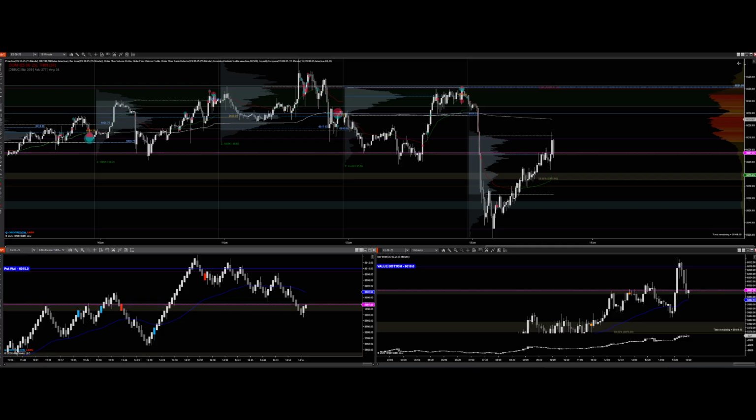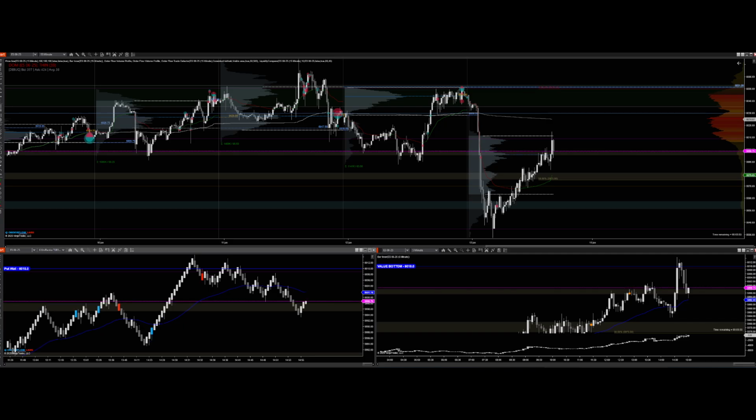Like I see us rejecting this zone. Now, unfortunately, we have news coming in 4 minutes. So I will not take a long, even if it presents itself. I really do want to take this long. We are also at weekly VWAP.